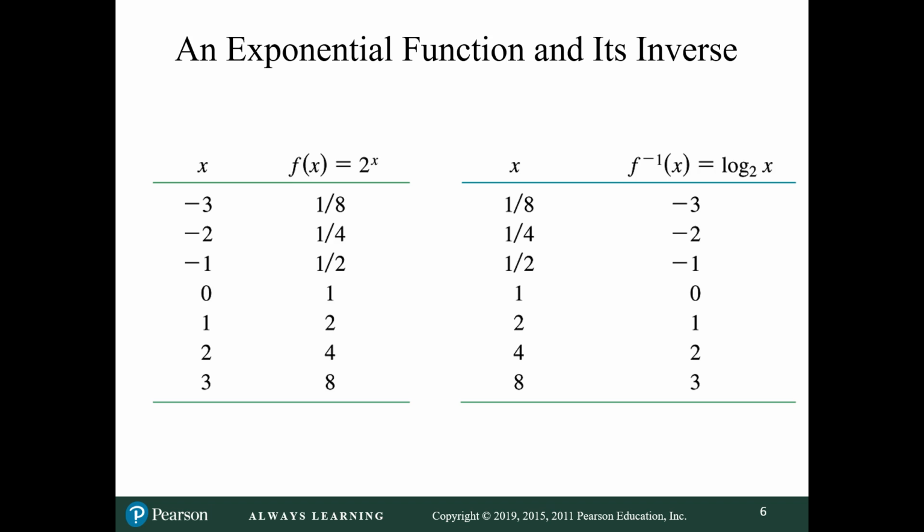Okay? So 2 to the x power. 2 to the negative third is 1/8. 2 to the negative second is 1/4. 2 to the negative 1 is 1/2. 2 to the 0 is 1, and so on. So if we take log base 2 of x, see how these numbers in this column are these numbers in this column, and these numbers in this column are these numbers in this column? They're just inverses of each other. Okay? When you trade the x and y, those are inverses.